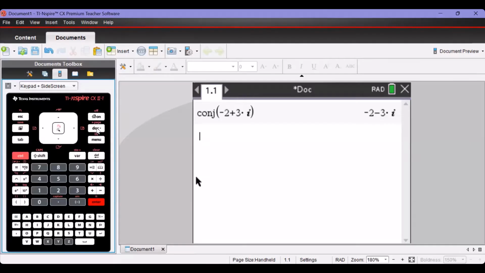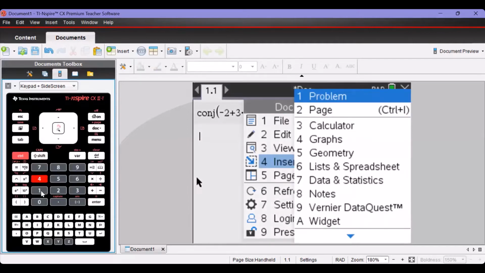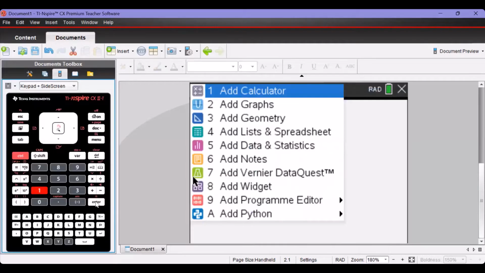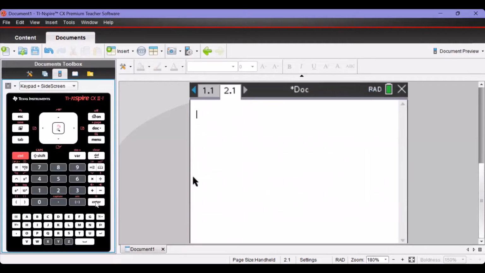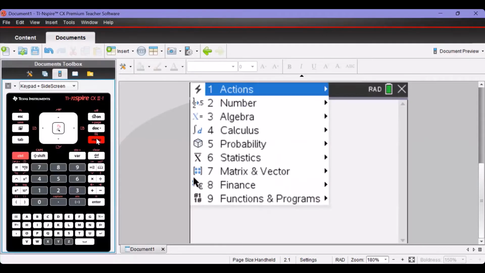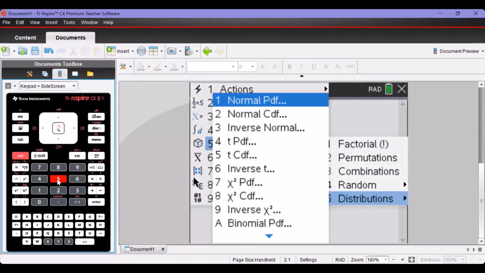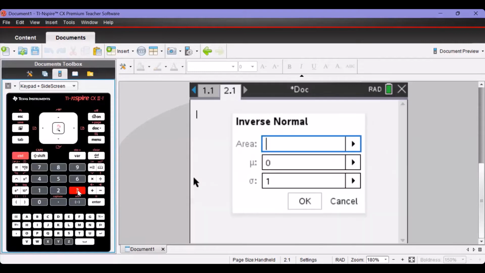Question 2. First of all, press doc, 4 for insert, 1 or enter for problem, and add a calculator. Here, all we need to do is enter the inverse normal of 0.975 for a standard normal variable with a mean of 0 and standard deviation of 1.